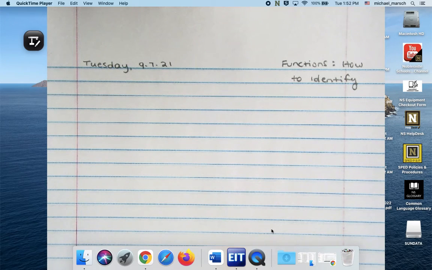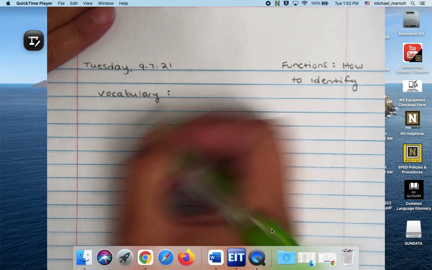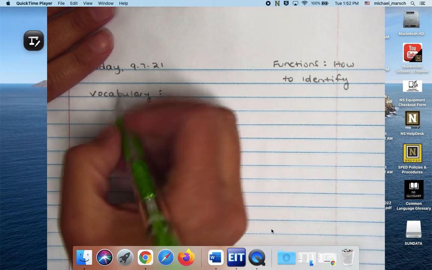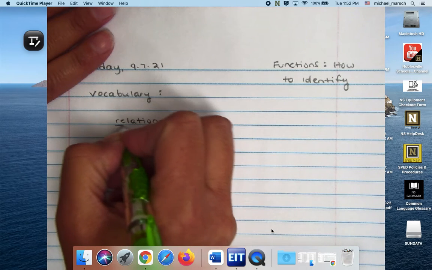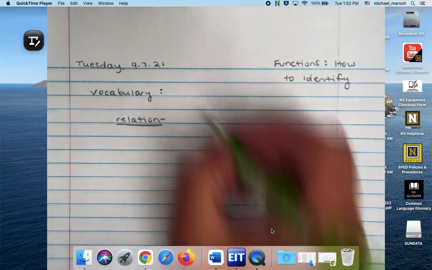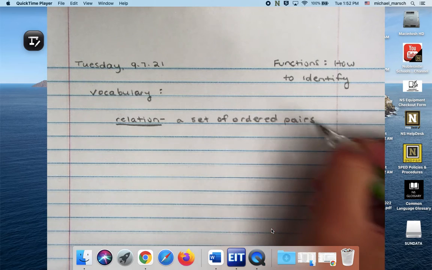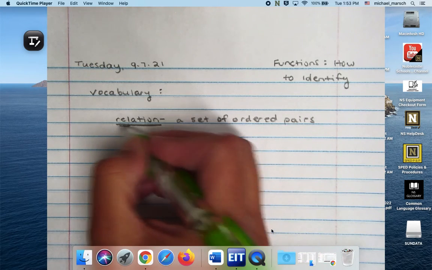Do you guys know how to determine if something is a function before you determine if it's linear or nonlinear? No. No? Yeah. Ish? Okay, so that's what we're going to focus on today, how to identify a function, right? So we have some vocabulary. First word is relation. And a relation is a set of ordered pairs.